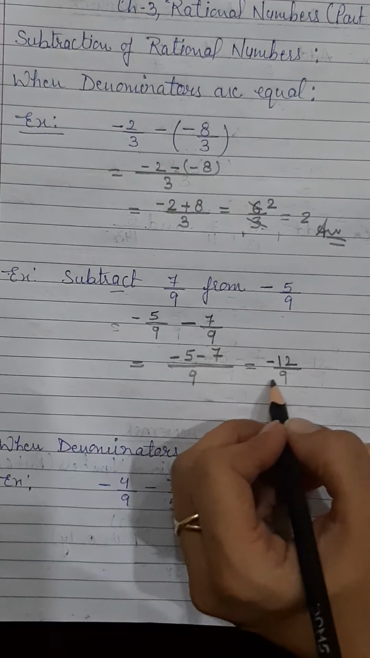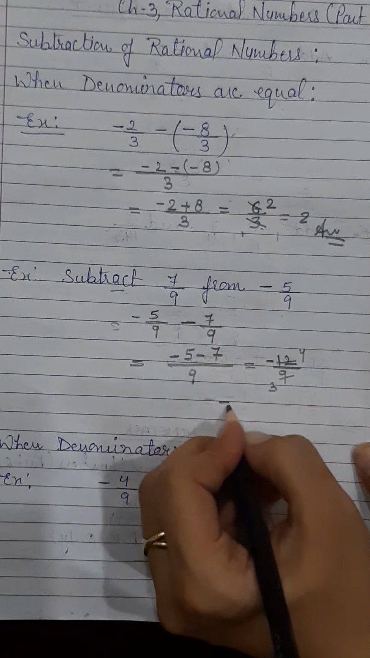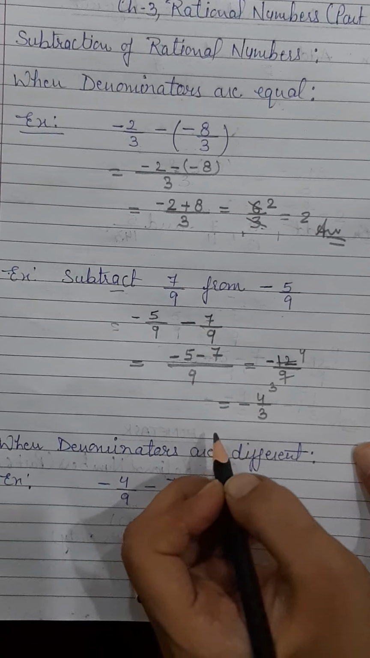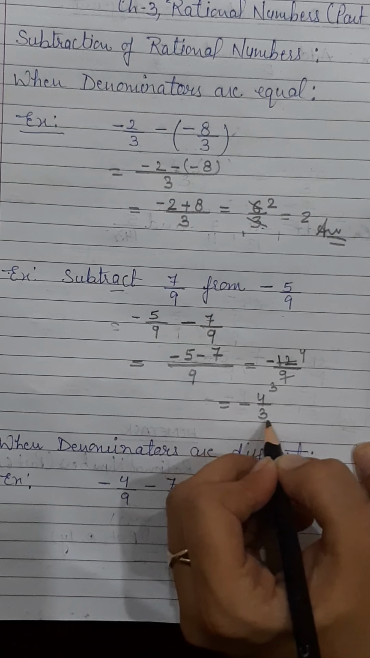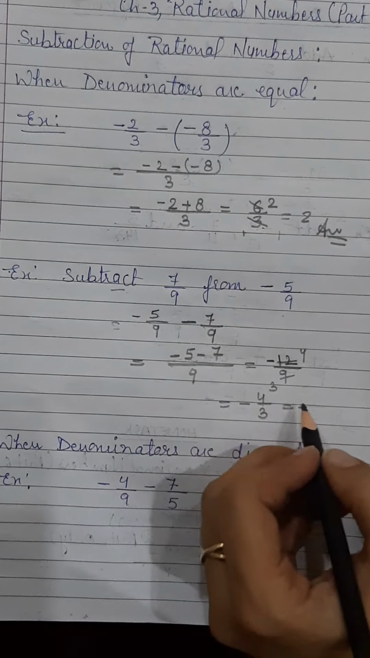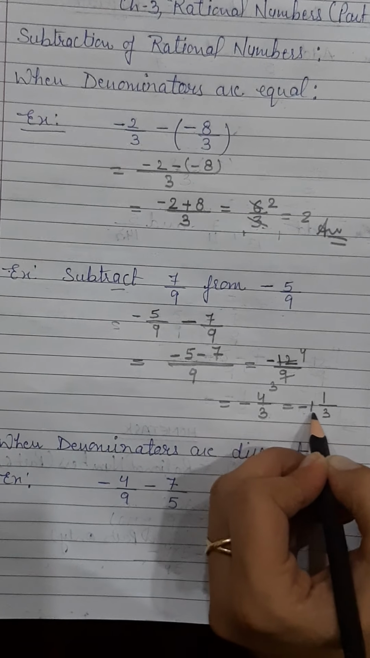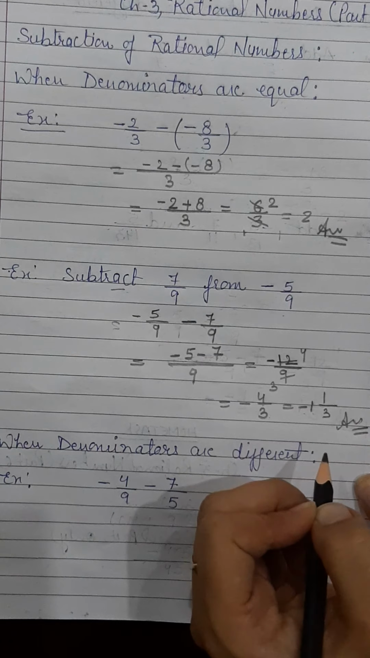Now convert into simplest form. 3 3s are 9, 3 4s are 12. What is coming? Minus 4 by 3. Again, don't leave your answer till here. Convert into mixed fraction. So minus 3 ones are 3 and 1 upon 3. So minus 1 whole 1 upon 3 will be the answer, right?